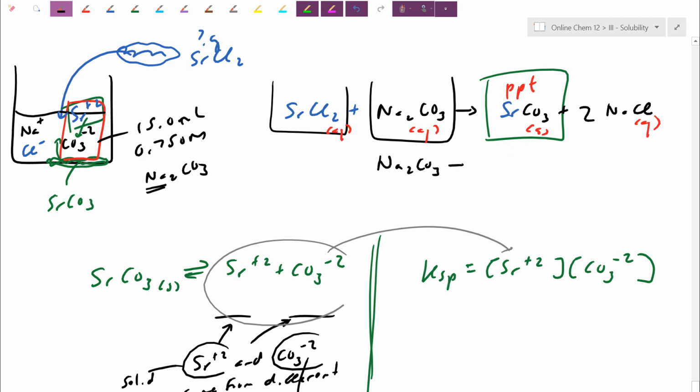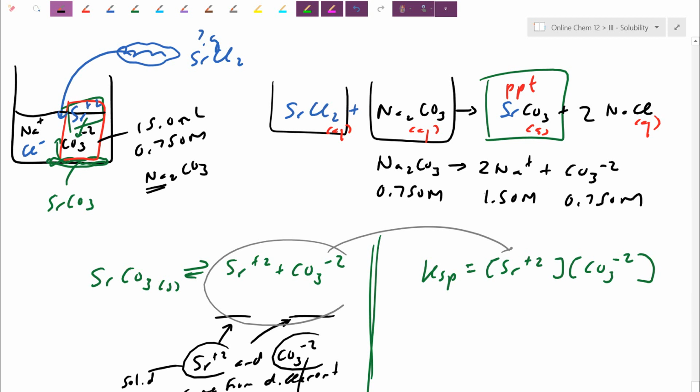I'm going to write out the dissolving reaction here. So Na2CO3 dissociates into two sodiums and carbonate. While the strontium carbonate salt doesn't follow the mole ratio, if I tell you that you actually have 0.750 molar of the sodium carbonate, when it breaks up, this one here will follow the mole ratio. I'm going to get 1.50 molar sodium.